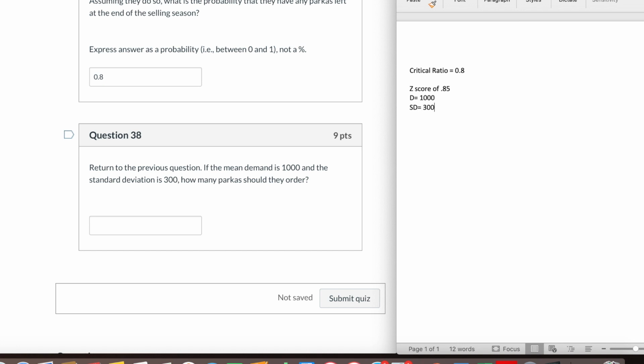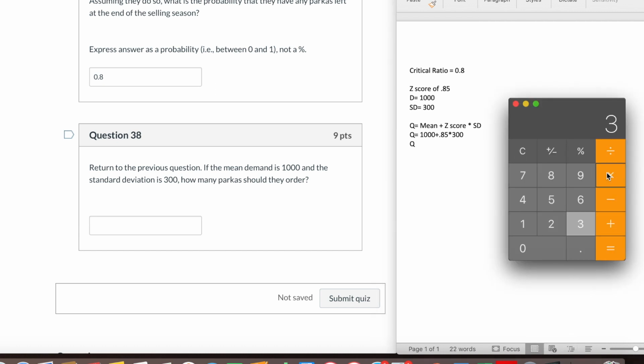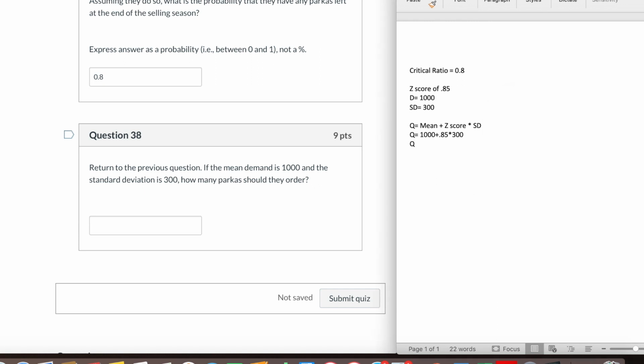To find out the quantity, or how many parkas they should order, the quantity is the mean plus the z-score times the standard deviation. So Q equals the mean, which is 1,000, plus the z-score of 0.85 multiplied by the standard deviation, which is 300. If we do that math, 0.85 times 300, and then add 1,000 on top of that, now you have 1,255.